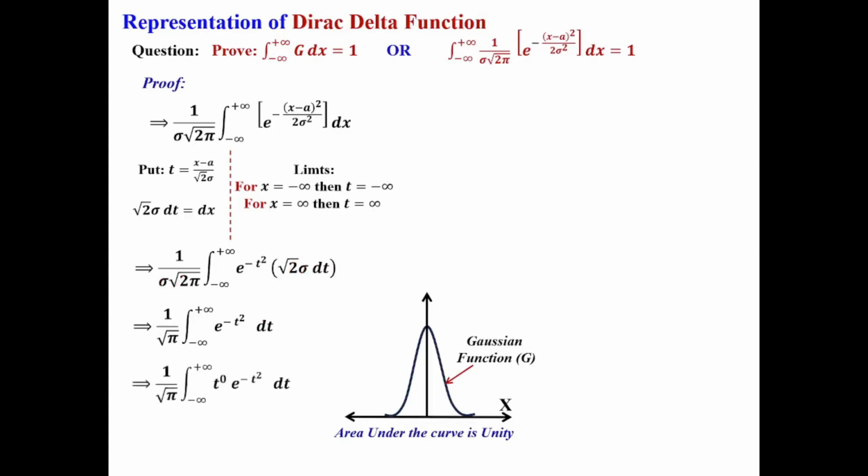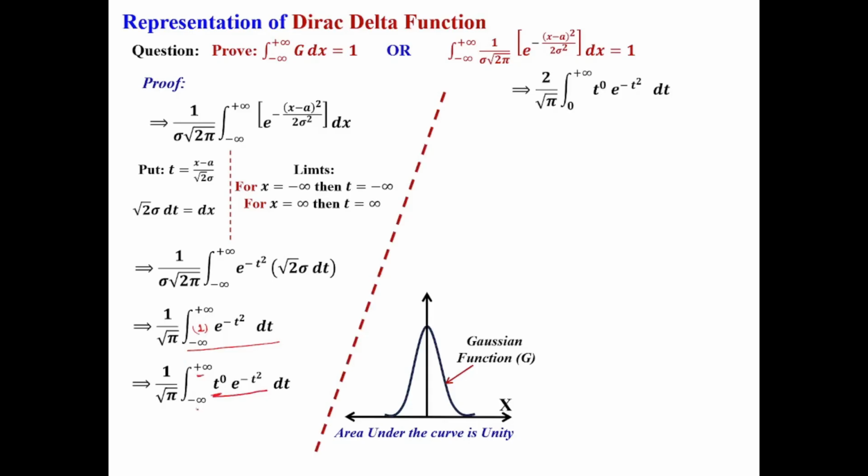Here this integration can be represented as a gamma function. For that, since 1 is there, instead of 1 we can write t to the power 0. As this is an even function, instead of the limits minus infinity to plus infinity, we can write 2 times the integral from 0 to infinity.